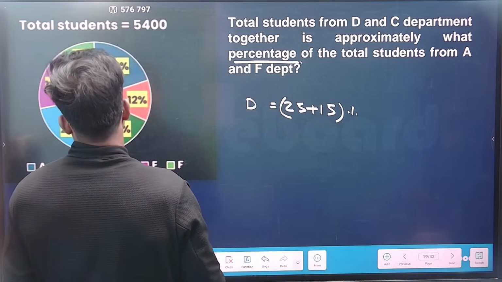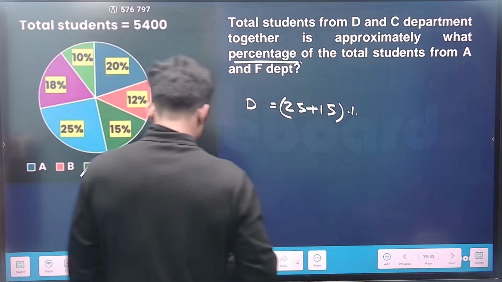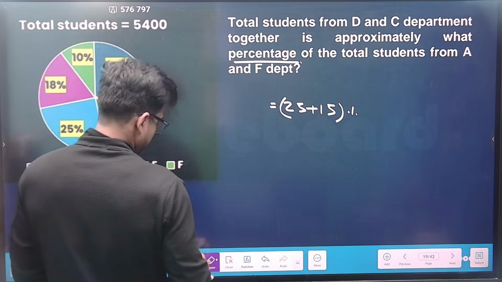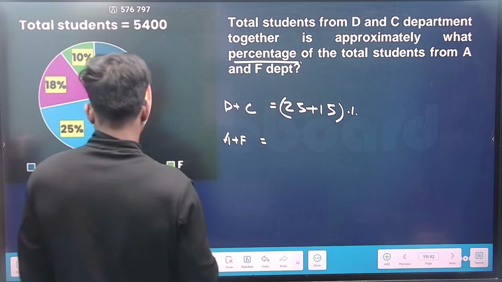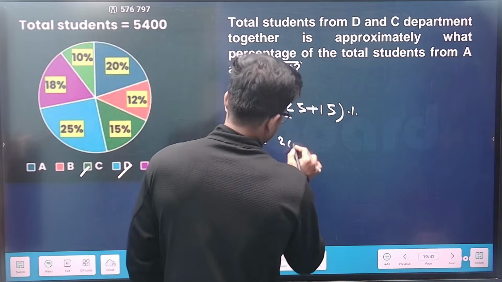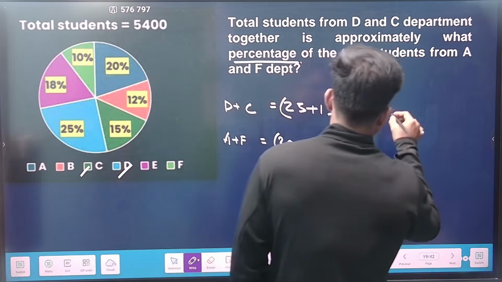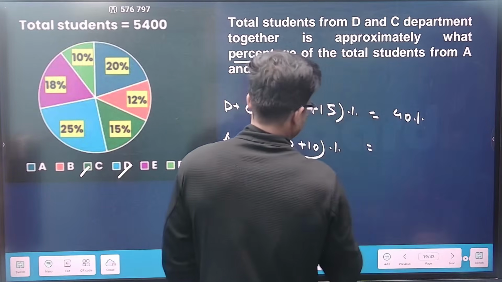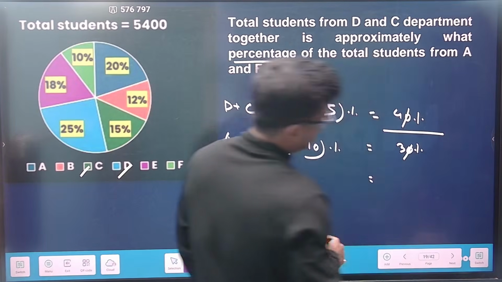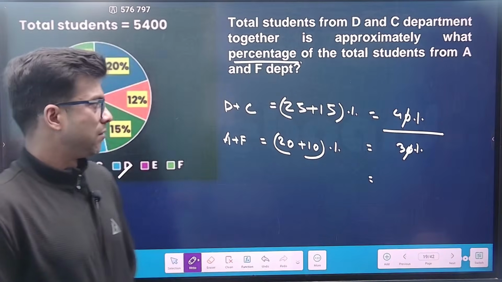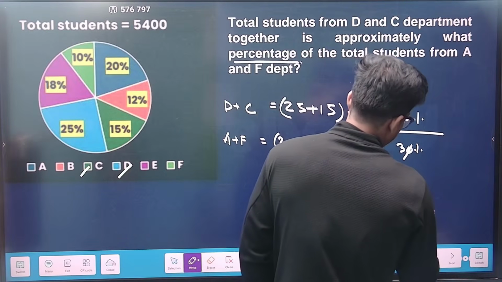A and F: 20% and 10%. This is DNC now. So D plus C is F, 20%. 35, 40. 4 by 3, is it right? Which is 33% extra. 133%.